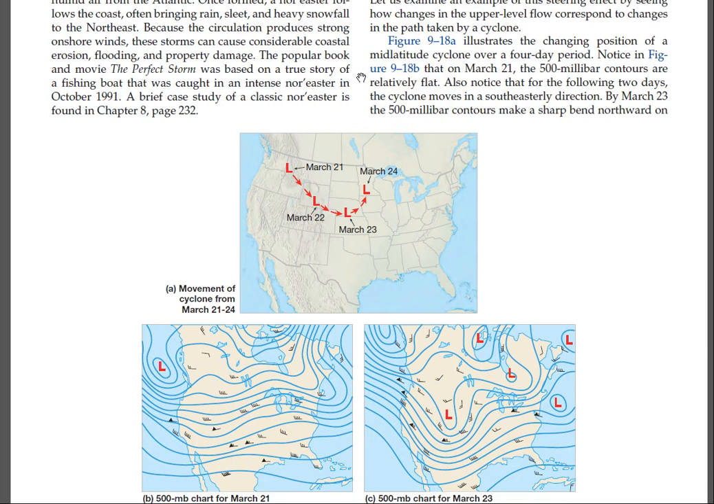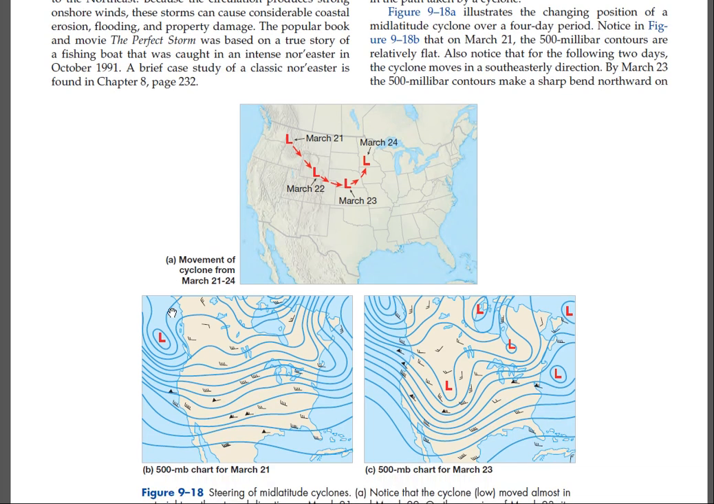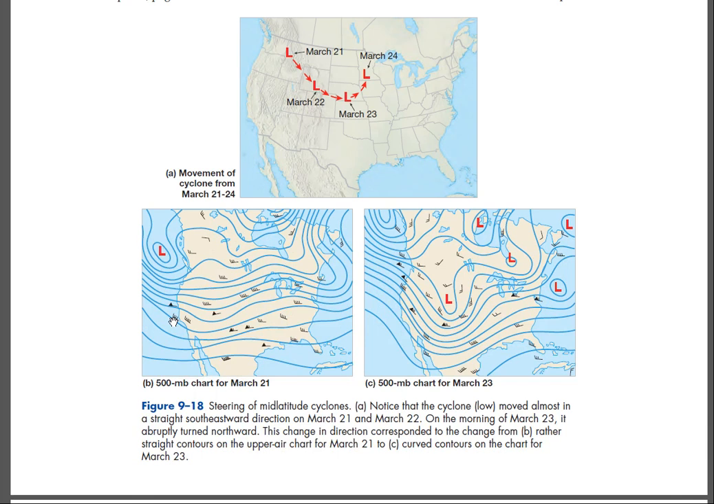Notice in Figure 918b that on March 21, the 500 millibar contours are relatively flat. Also notice that for the following 2 days, the cyclone moves in a southeasterly direction. By March 23 the 500 millibar contours make a sharp bend northward on the eastern side of a trough situated over Wyoming, Figure 918c. Likewise, the next day the path of the cyclone makes a similar northward migration. Although this is an oversimplified example, it illustrates the steering effect of upper-level flow.